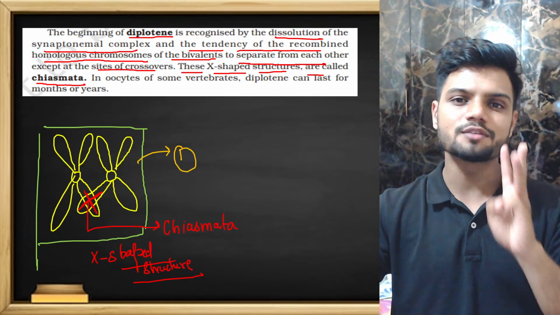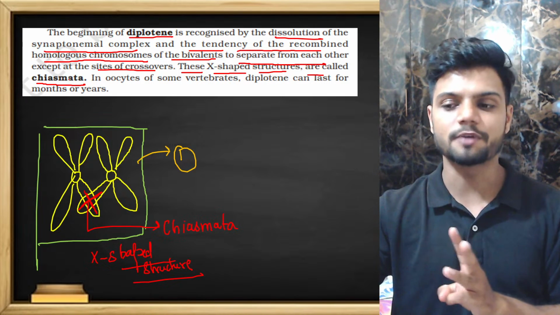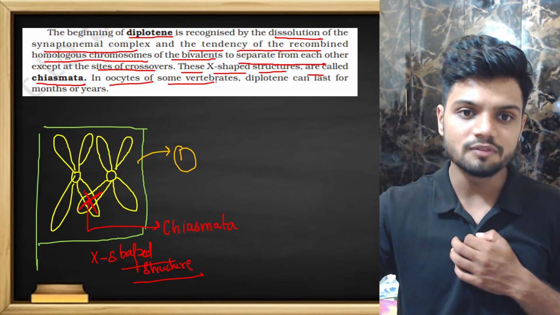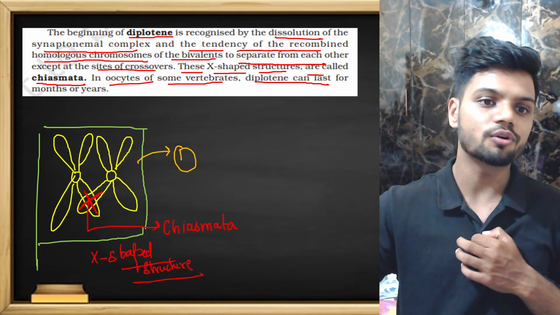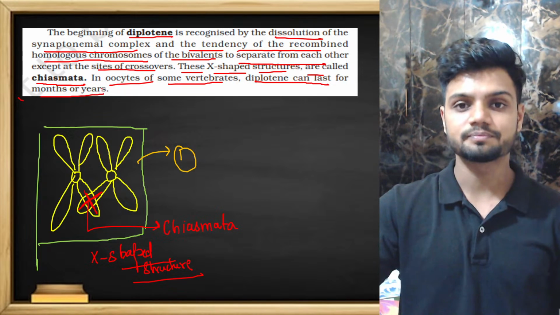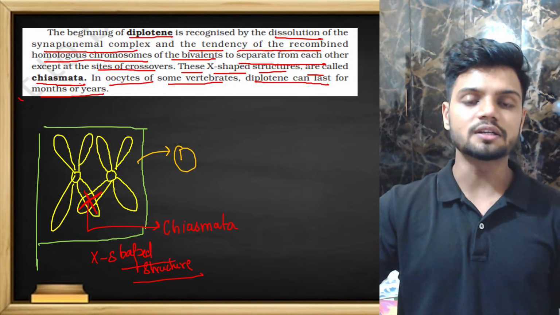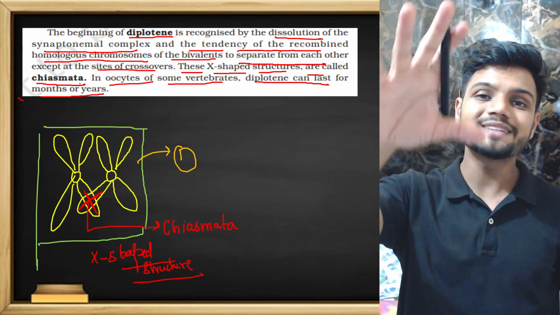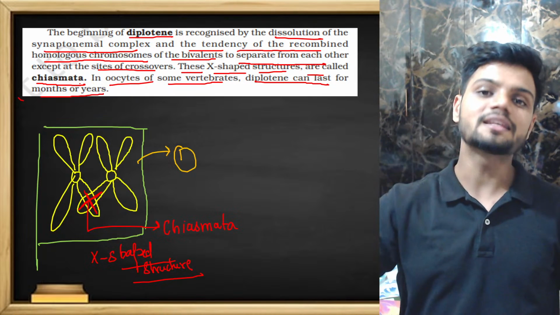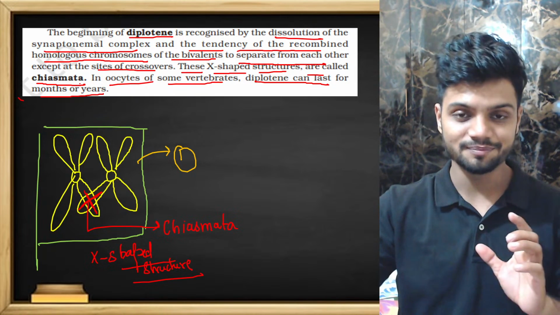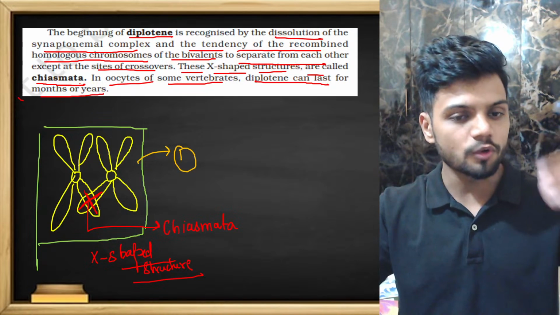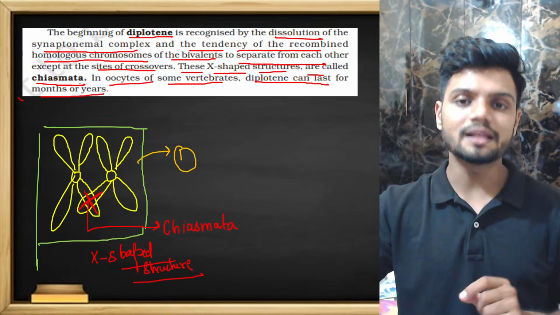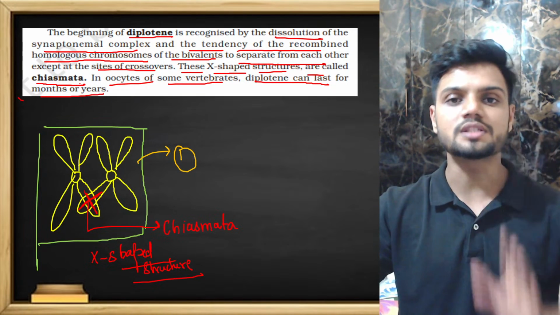But the third main point is very important. This has also been asked in PYQs, because in the oocyte, in human females and some vertebrates, diplotene can last for months or years. A cell can be in the diplotene stage for years together. Almost 10 years. A cell is stopped at diplotene and is not going to the next stage. 10 years, 12 years or 14 years, a cell can be stuck at the diplotene stage.